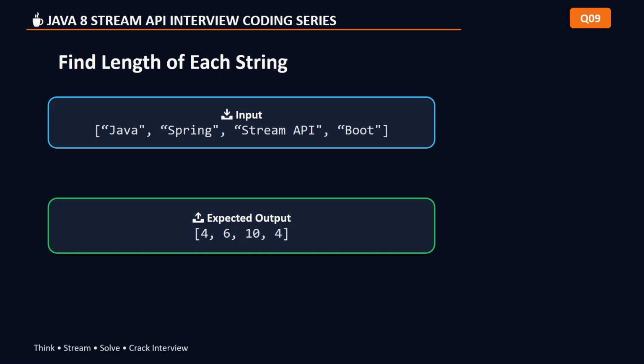So this is the ninth question of the series and the question is find length of each string. Here is the input: Java, Spring, Stream API and boot. And here is the expected output: 4, 6, 10, 4. Before we move into the coding part, let's first see the thinking approach.